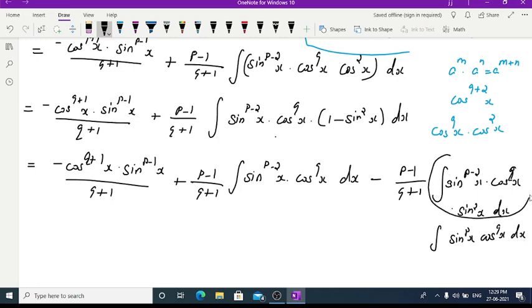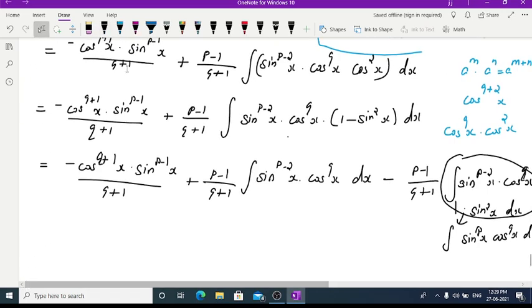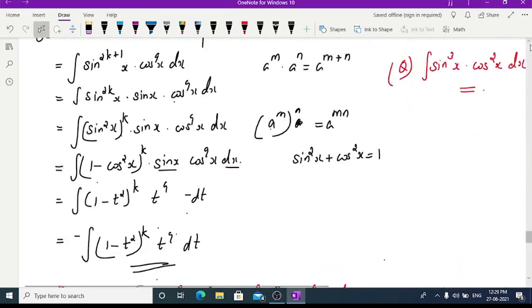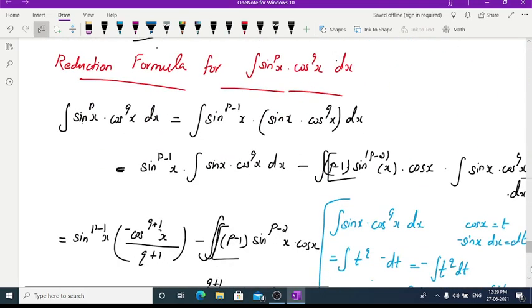Okay, instead of this we have to write this one. Now this one, sine raised to p x, we are starting from here, integral sine raised to p x into cos raised to q x dx. This is the left side.